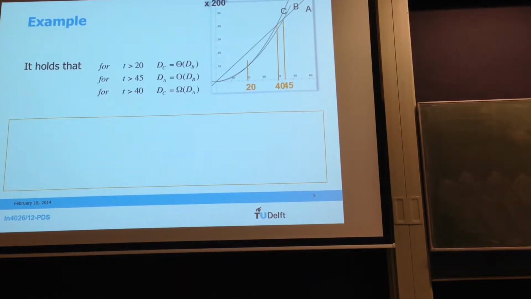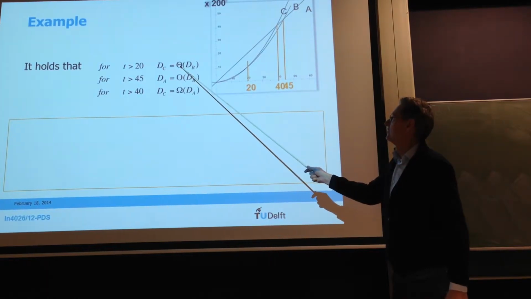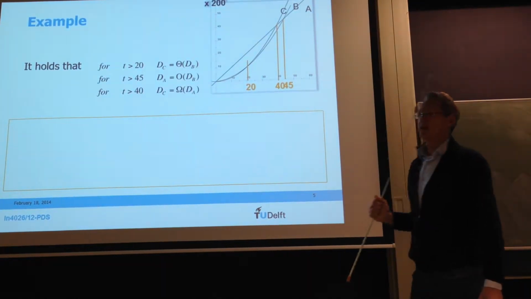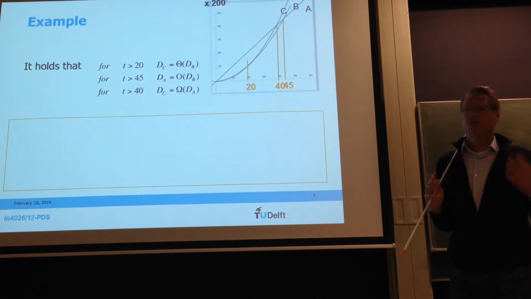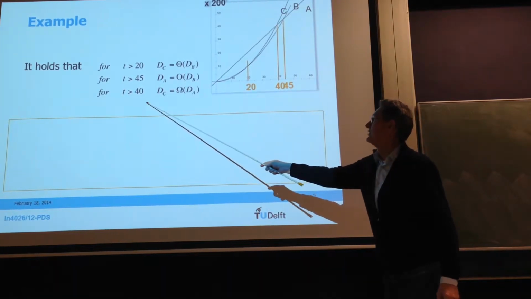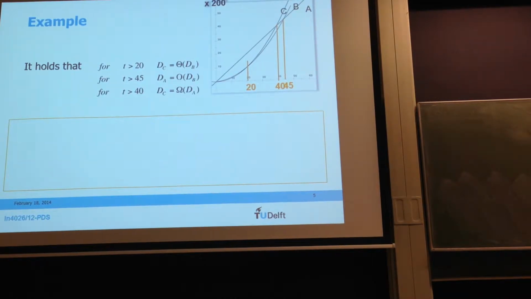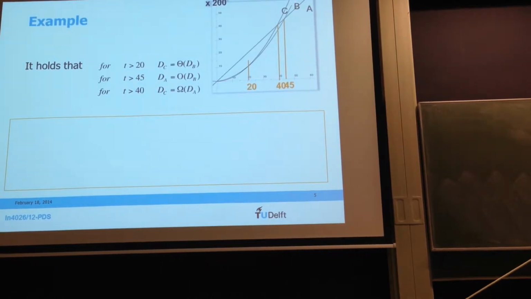For instance, you can see, just by observing the graph, that for t larger than 20, tc is in the order of dB in the theta dependence, right, and that for t larger than 45, this holds, and for t 40, this holds. You can just see that by observing, right? Now you wonder, is there another means of deriving that without looking at the curve? Well, often you can, just by constructing a proof, right?